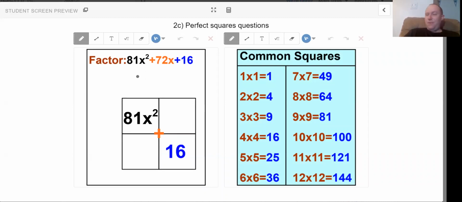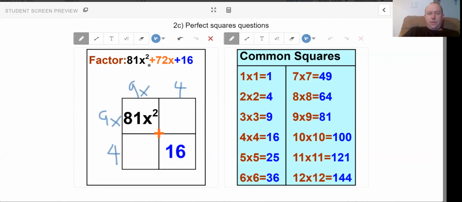Now, the reason why we don't want to try and do that is for numbers like this, the GCF is 1 for this question, so that's not going to help us. 81 times 16 is a huge number. Trying to find factors for that would be really difficult. 16 though, 4 times 4. So I can fill that in straight away. And 81x squared, that's going to be 9x and 9x.